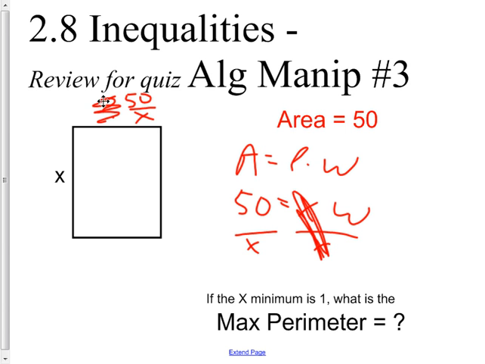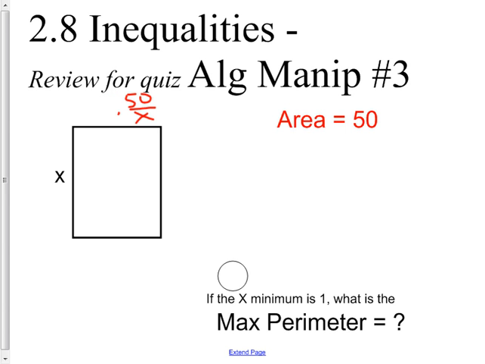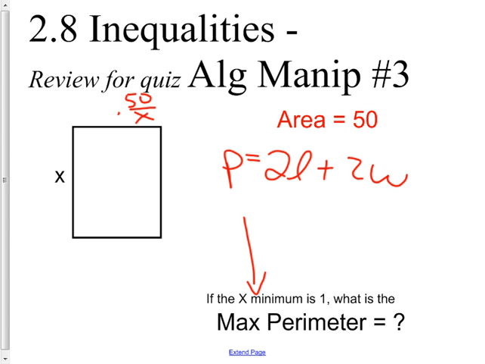Now that we know that, you're going to need to use a different formula to answer this question. If the x minimum is 1, what is the maximum perimeter? All right. So as soon as I said perimeter, you should be thinking, oh, I've got a formula for that. Write it down. If you don't have it memorized, memorize it now. Perimeter is 2 lengths plus 2 widths. And now I don't know the perimeter, so I can't put anything for p. I know the length, though. What's the length? x. What's the width?